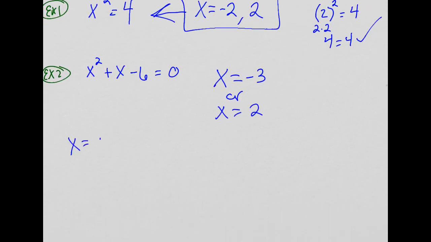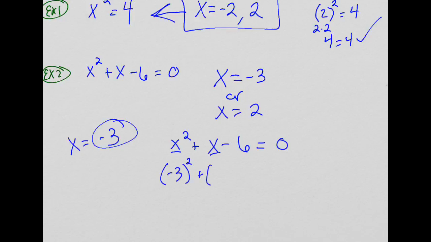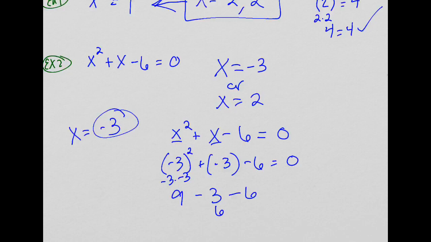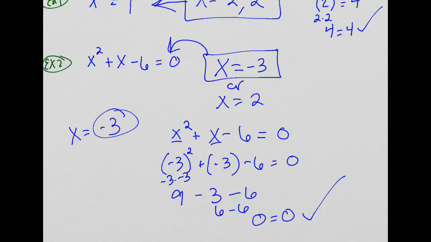So our first solution of -3, in our original equation, x squared plus x minus 6 equals 0. Anywhere I see an x, I'm going to plug in or substitute in that -3 value. I like to use parentheses anytime I'm substituting something in. -3 squared, or -3 times itself, is +9. Then I have a positive x, which is just -3, minus 6. 9 minus 3 is 6. 6 minus 6 is 0. 0 is equal to 0. So that means -3 is a solution to the original equation.